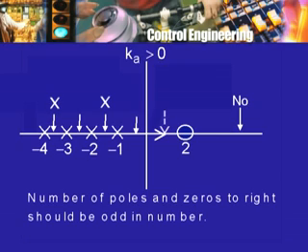Lastly then, we look at a location here to the left of the leftmost pole or zero, namely -4. Considering a point here, what is the number of poles and zeros lying to its right? 1, 2, 3, 4, 5. 5 is an odd number, so this will belong to the root locus. So also every point to the left of minus 4. Therefore, this entire region will belong to the root locus.